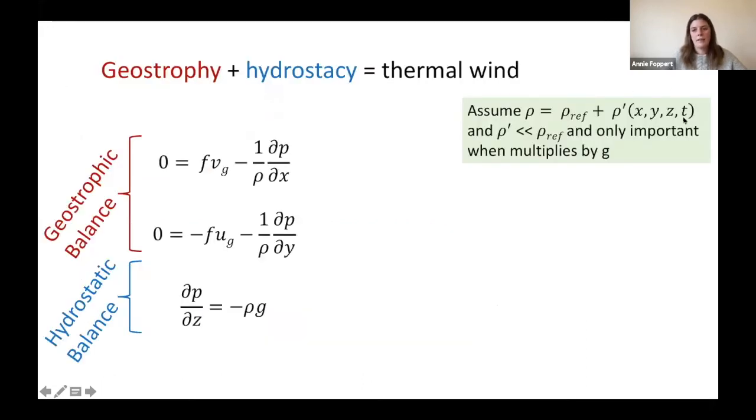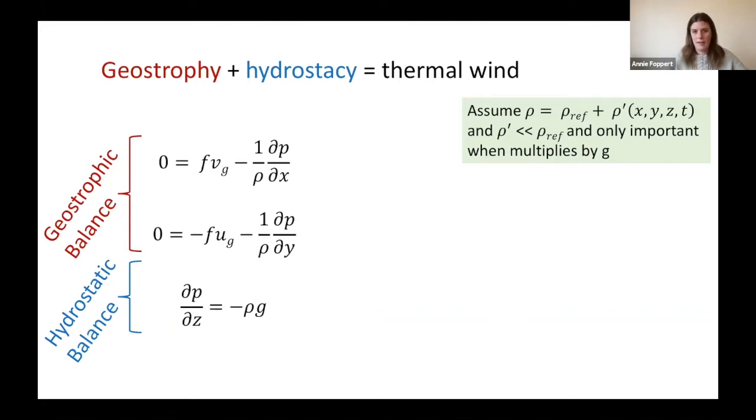And that is a realization of thermal wind. To get to thermal wind, you assume that the density is a combination of some constant reference density plus an anomaly, where the anomaly is a lot smaller and only becomes important when it's multiplied by the gravitational constant.